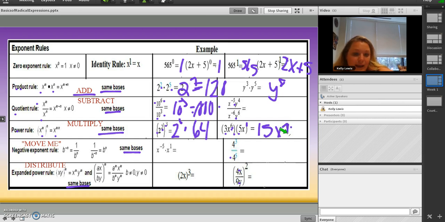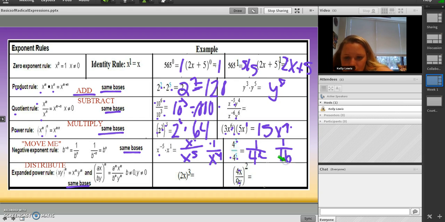Negative exponent rule means move me. So this guy, I need to move him to the bottom. Okay, and since they're the same bases, we're going to subtract. We're going to do the quotient rule. So it's really 1 over x to the 4th, because 1 minus 5 is 4, and the 5 is bigger and he's on the bottom. Okay, 3 and 5 is 2, so it's going to be 1 over 4 squared. 4 squared is 16, so that's really 1 over 16.